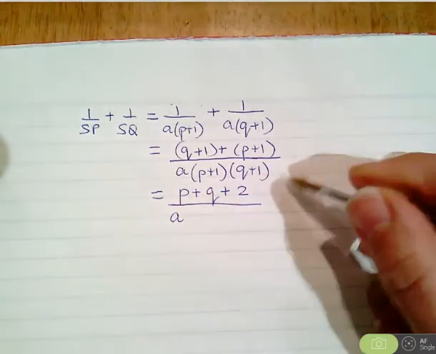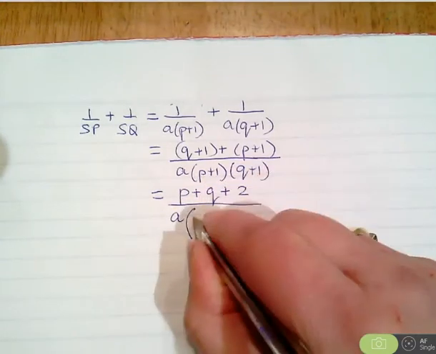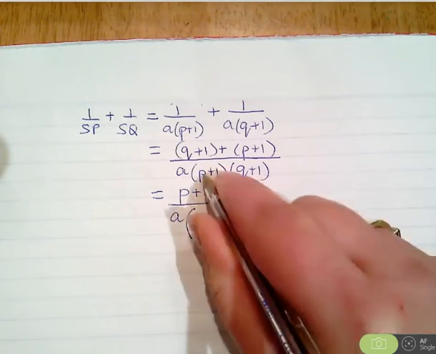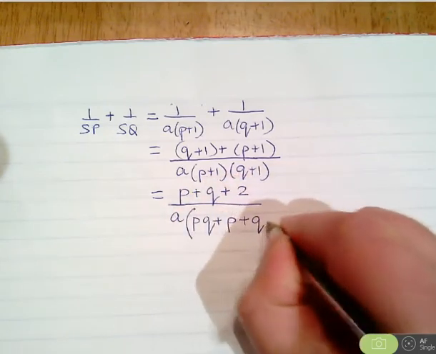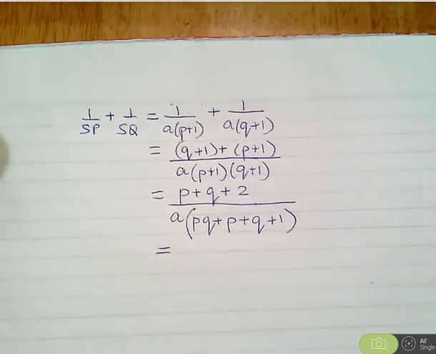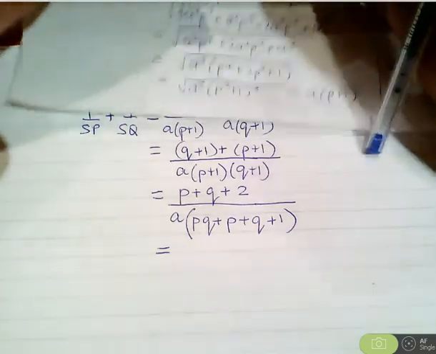So what we've got here on the numerator is P plus Q plus 2 over A. Now it doesn't look like we're going to get 1 on A at the moment, but let's just see what we get. Expanding this, we get A, then PQ plus P plus Q plus 1. Now, it appears that we've come to a dead end. So what you need to do is go back and look at what you've done in earlier parts.